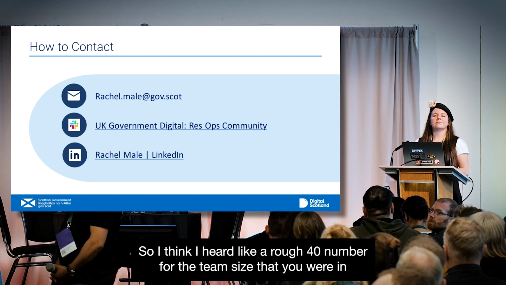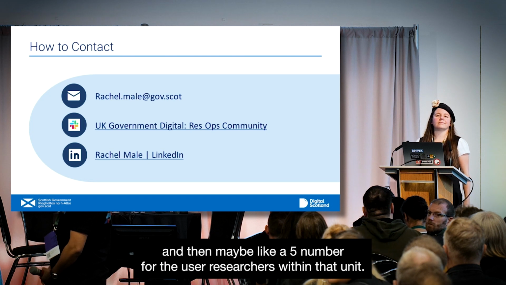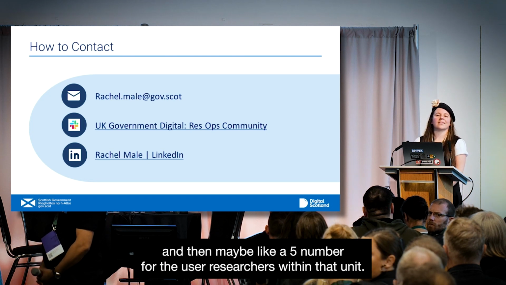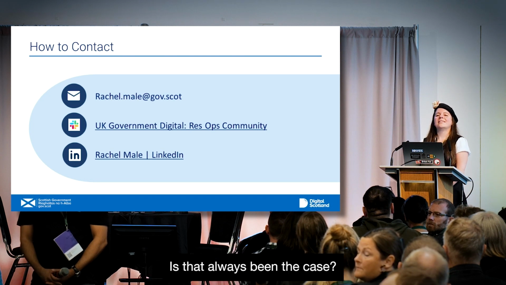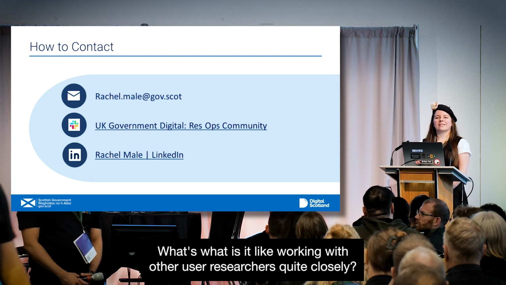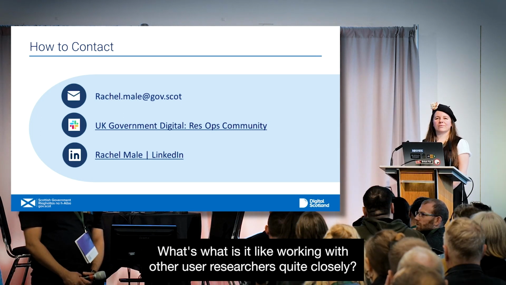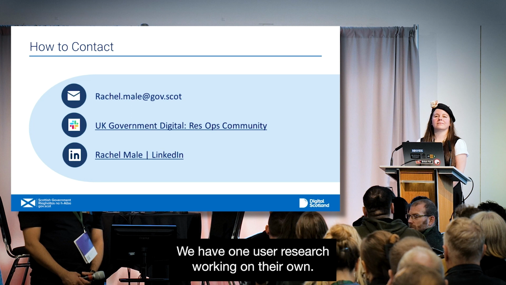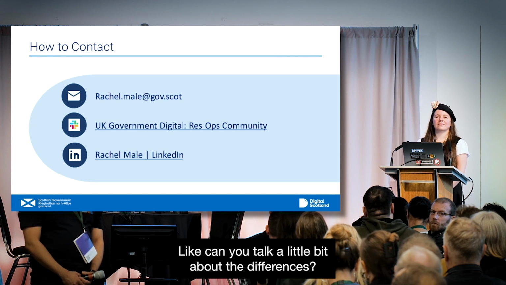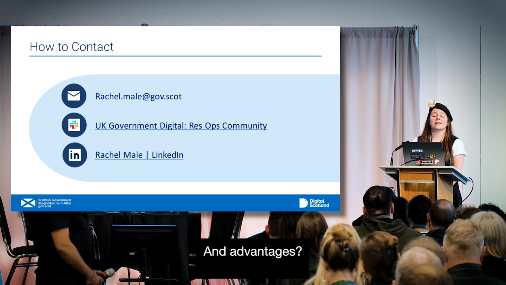So I think I heard a rough 40 number for the team size that you're in, and then maybe a 5 number for the user researchers within that unit. Is that always been the case? Has it always been structured that way? What is it like working with other user researchers quite closely? For example, we have quite a small team. We have one user researcher working on their own. Can you talk a little bit about the differences and the advantages?